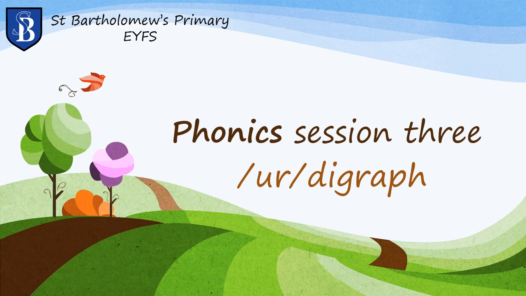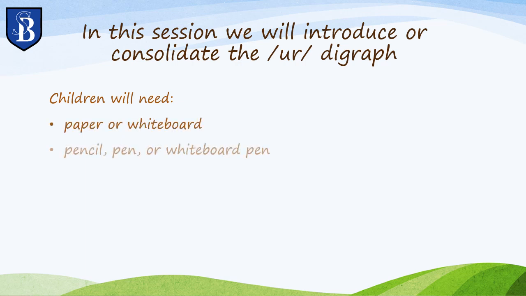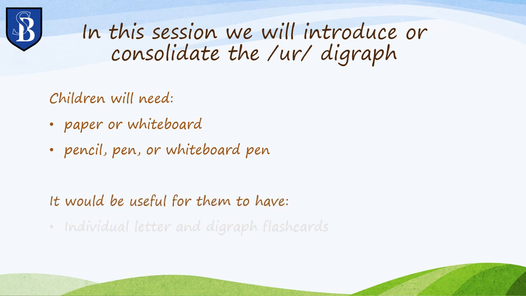This is session 3 and we're going to be thinking about the digraph. In this session we will introduce or consolidate the digraph, and children are going to need some paper, their learning book or a whiteboard, something to write with, so a pencil, pen or whiteboard pen, and it will be useful for them to have access to some individual letter or digraph flashcards or magnetic letters if you have them available.